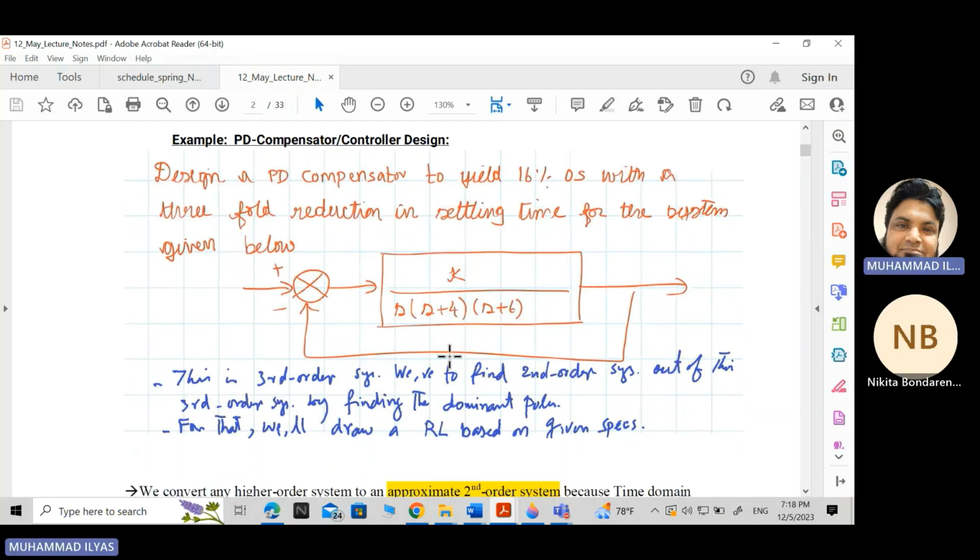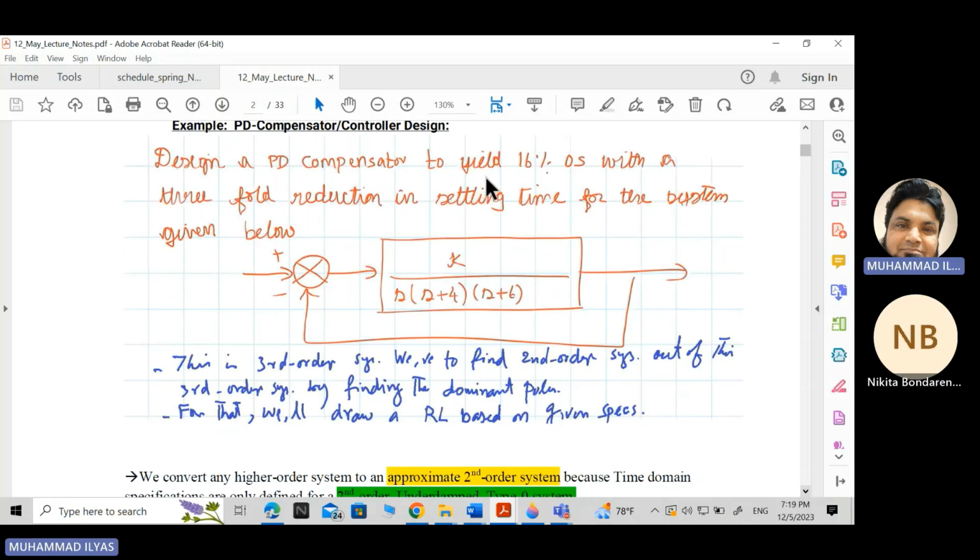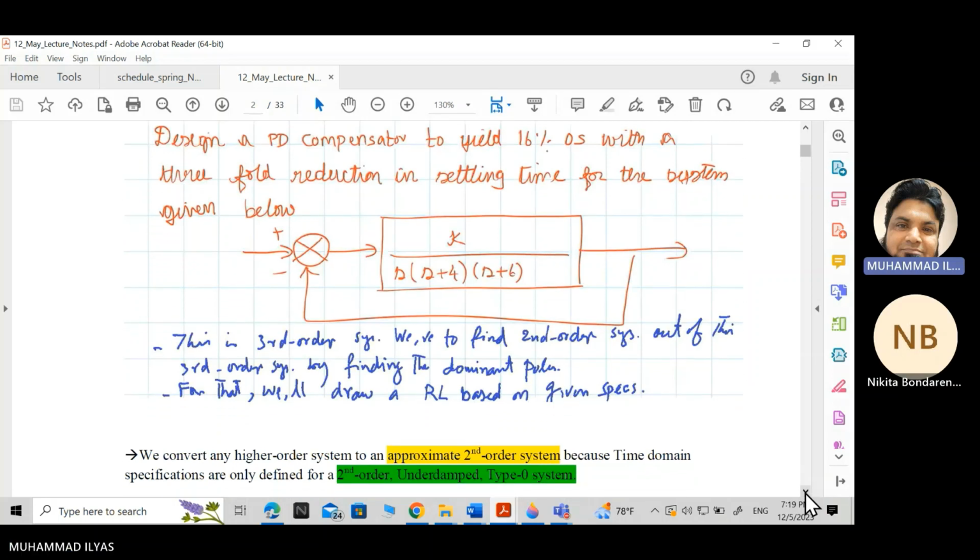You look at the plant and see that it is a third order system. In order to meet these transient specifications, or time domain specifications, we have to convert or transform this third order system to a second order system. This is the first step, because the damping ratio, overshoot, settling time, and time domain specifications are applicable to second order systems. So first we approximate this third order system by a second order system.